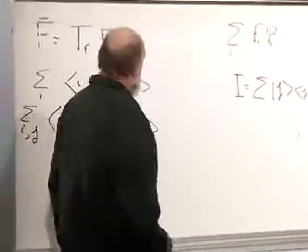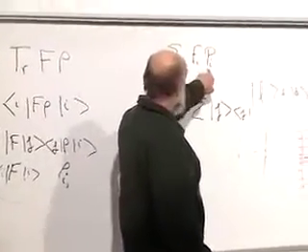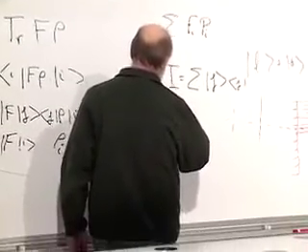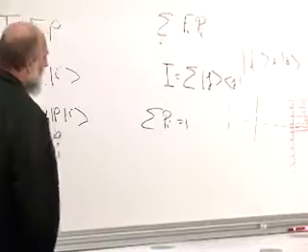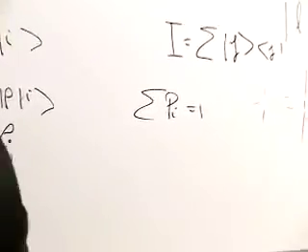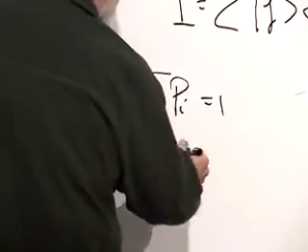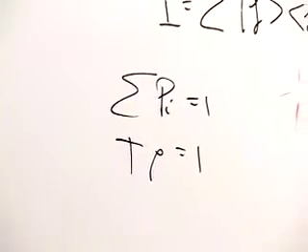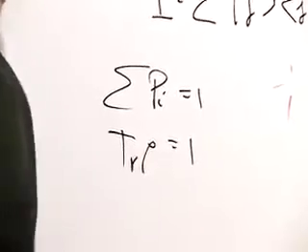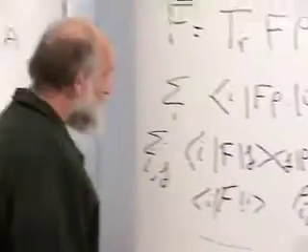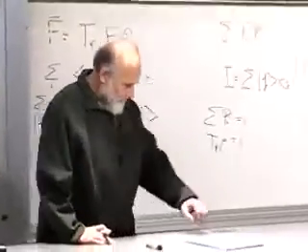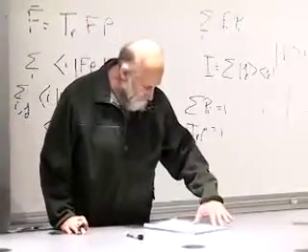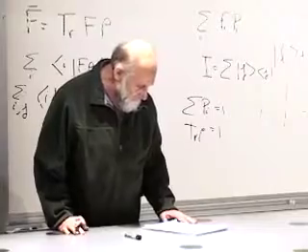Let's just look at some analogies with P. First of all, the sum of P sub I should equal 1. The analog is that the trace of rho is equal to 1. Trace of rho is equal to 1. So that's just another example of trace and sum being essentially the same thing.